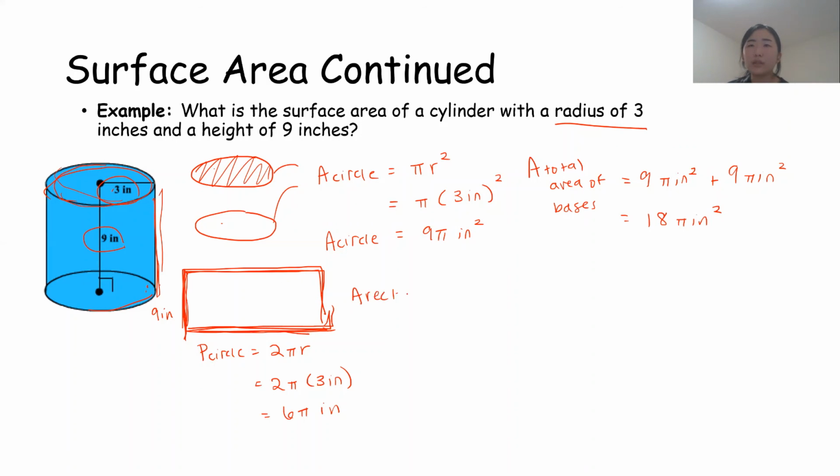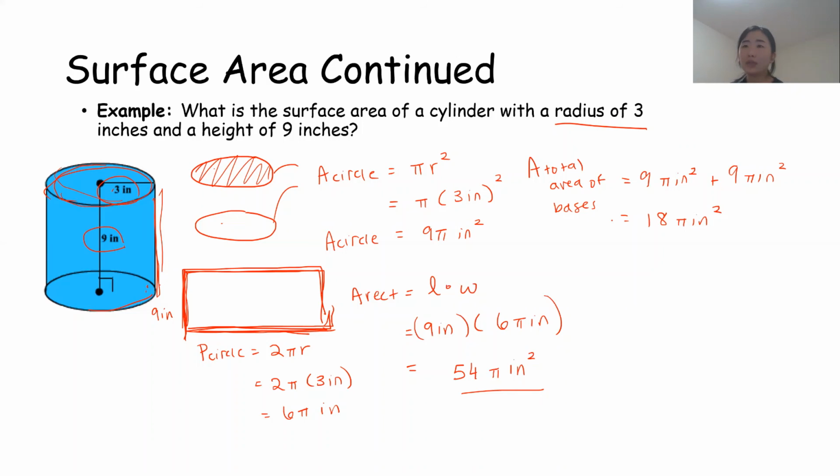Now we know that the area of a rectangle is equal to length times width. So we can plug in 9 inches as the width and 6 pi inches as the length, or vice versa. It doesn't matter which order you go in. And so we can just do a little math: 9 times 6 is 54, times pi, so 54 pi inches squared. That's how you get the area of this long rectangle, or the lateral area.